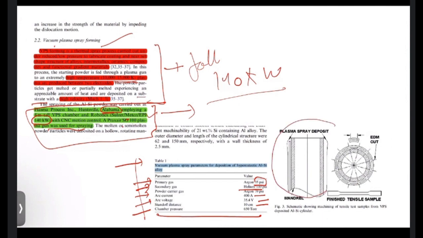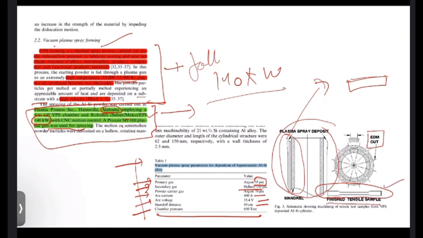Here, this is the plasma spray deposit which we got. Then what did they do? They wanted to measure its mechanical properties. Then through an EDM machine they cut it into the shape they wanted, like this rectangular shape. From this finished shape they will check the tensile strength. So you can see a schematic showing machining of a tensile test sample from a VPS deposited aluminium silicon cylinder. This is the finished tensile sample.